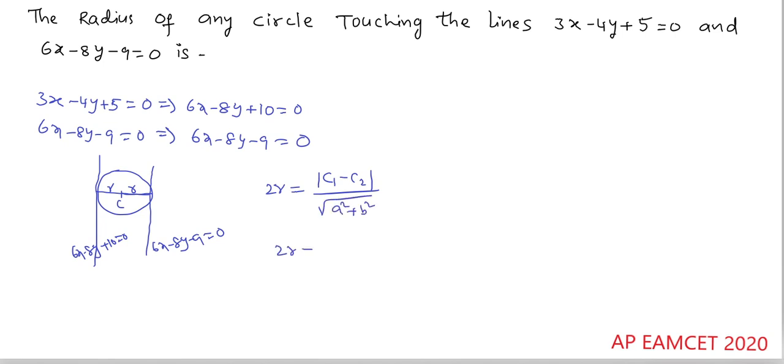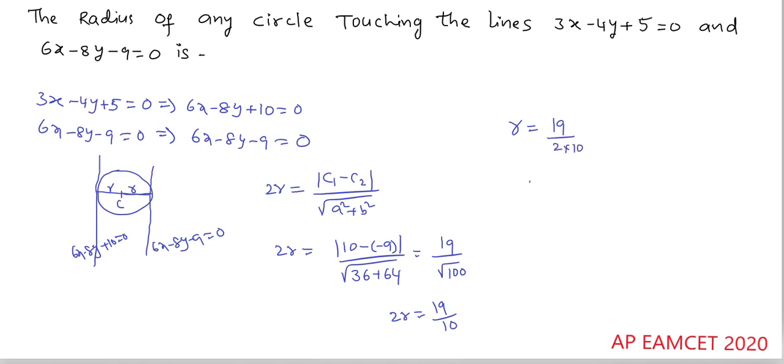That is 2R is equal to C1, that is 10 minus of minus 9 by under root of A square, that is 6 square 36 plus 8 square 64. That is equal to 10 plus 9, 19 by root 100. So 2R is equal to 19 by 10. Therefore, radius of the circle R is equal to 19 by 2 into 10. So radius is equal to 19 by 20.